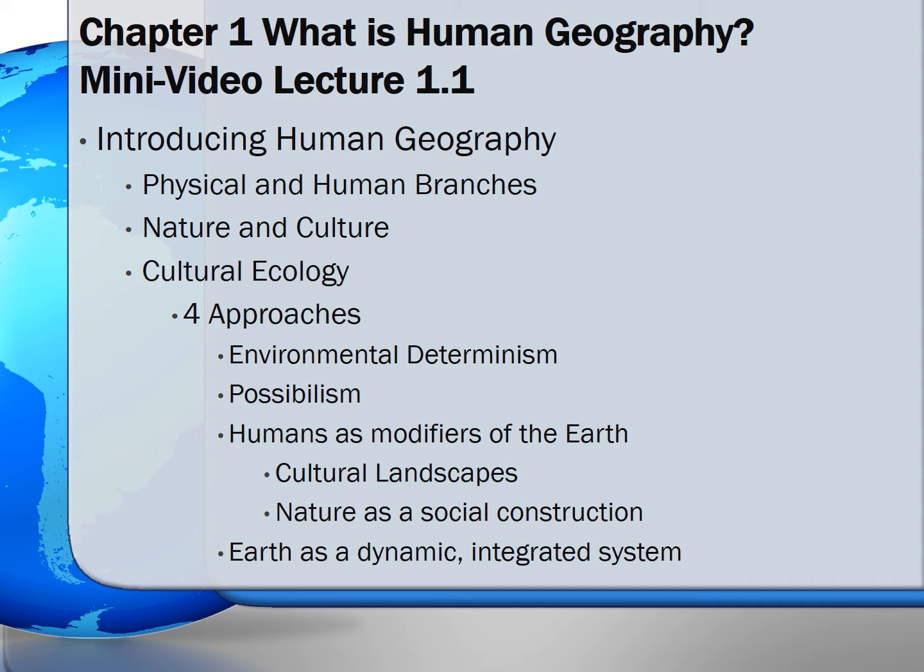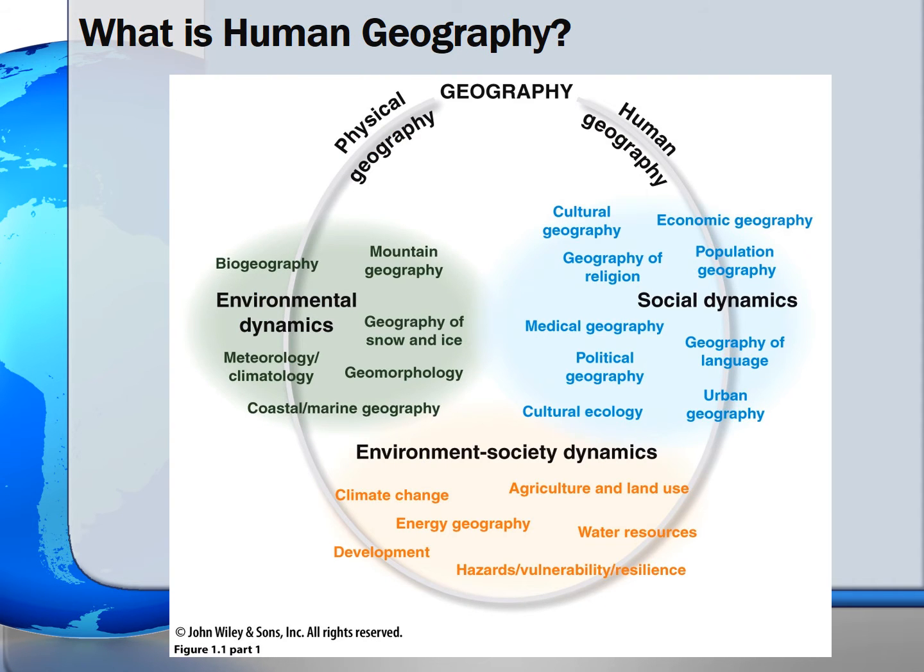In this mini-lecture, we will examine the scope of human geography through cultural ecology and its approaches. Geography as a discipline consists of two main branches, physical and human. Physical geography focuses on environmental dynamics like water quality, soil erosion, and forest management. This course, however, will center on human geography, which is the study of people, places, and the relationship between people and the environment. Therefore, the two branches do touch upon each other at times, as shown in the diagram in the slide. Please take a moment and study the diagram.